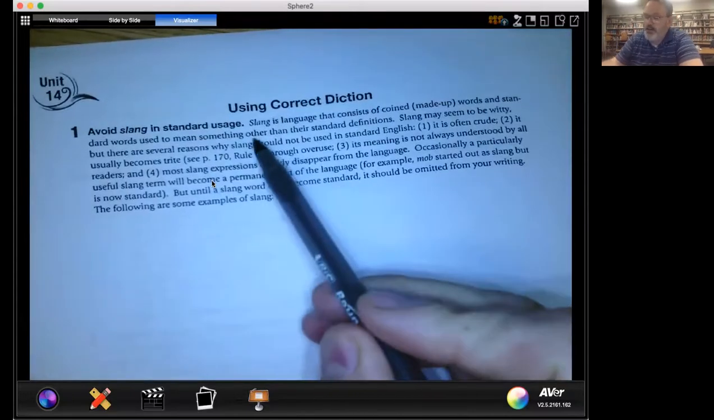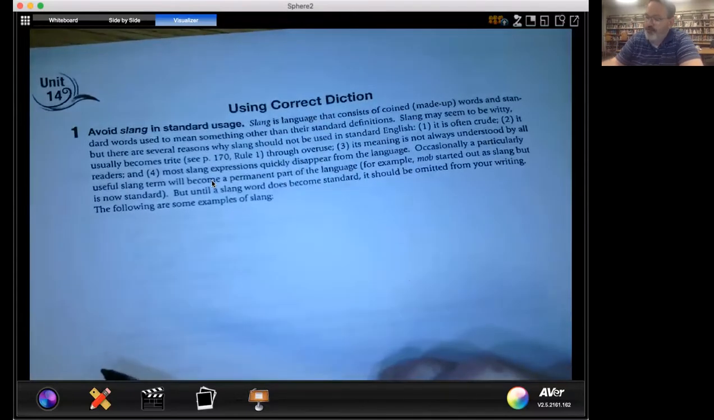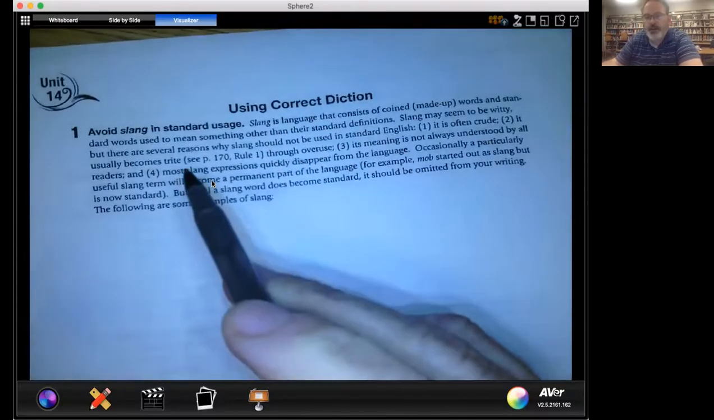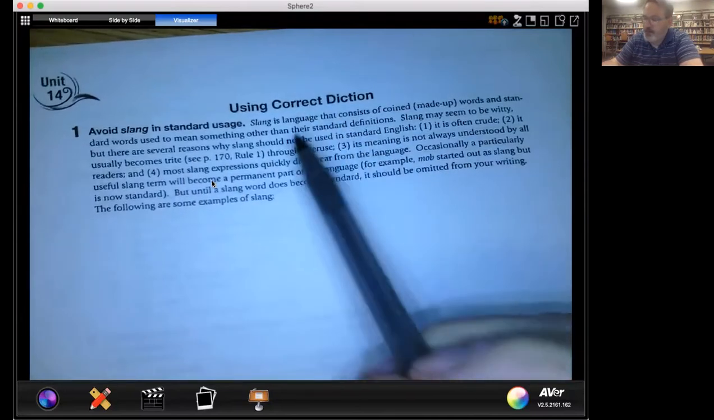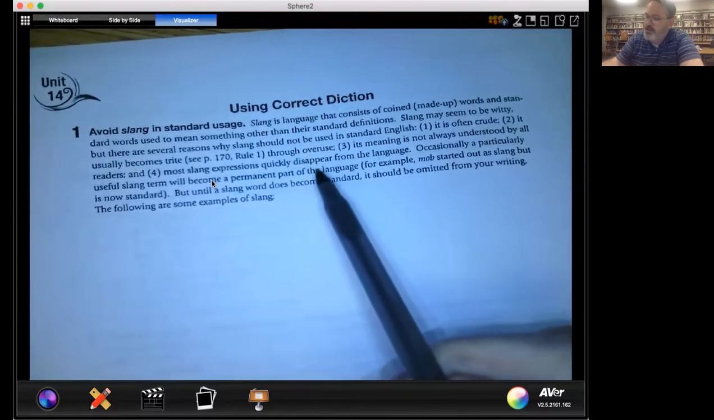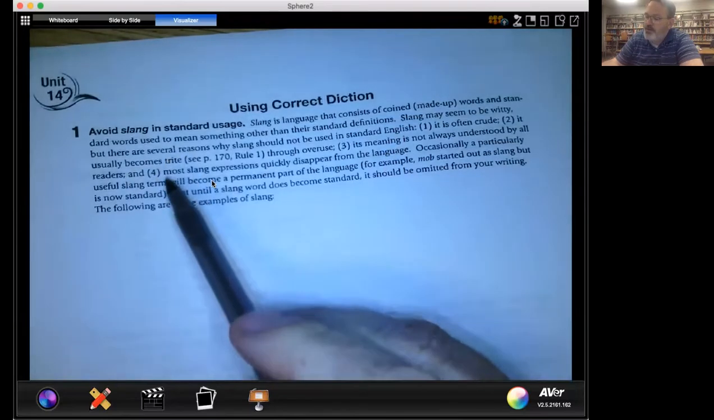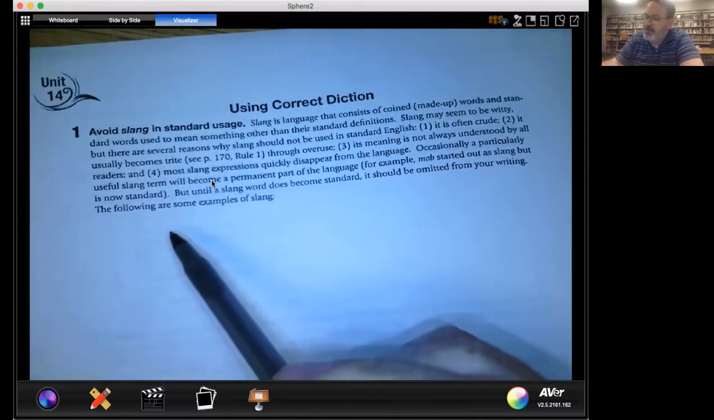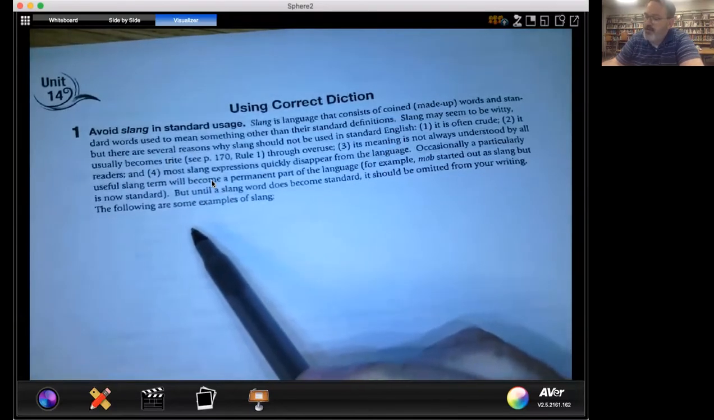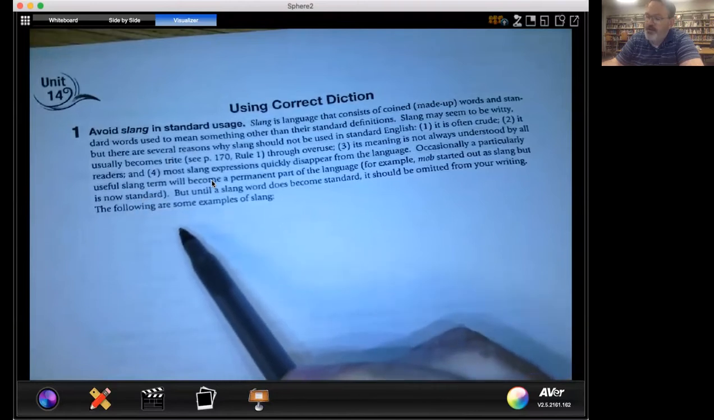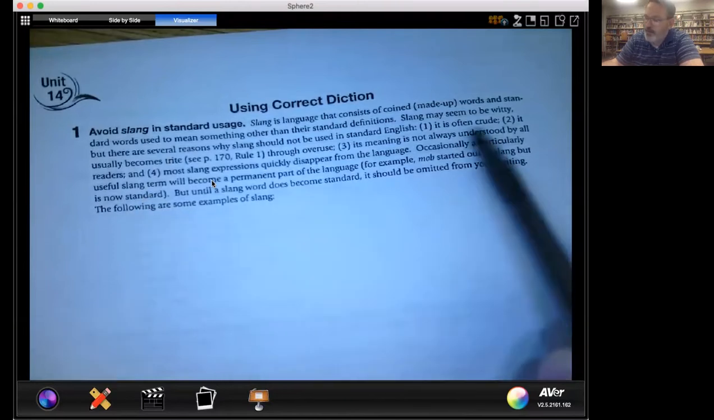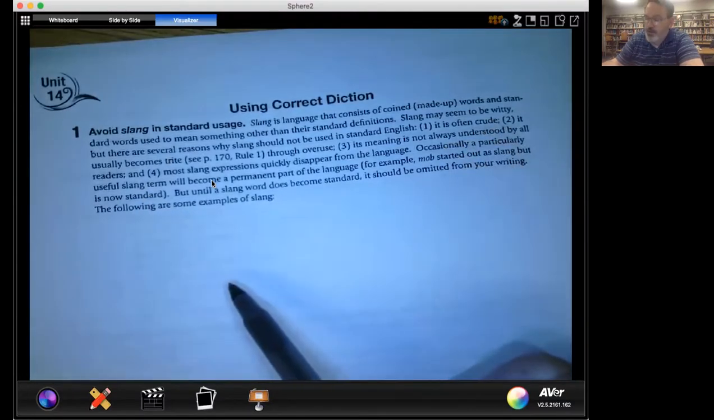Page 168 is about using correct diction. Specifically, we're talking about slang versus standard English. Slang is a language that consists of coined or made up words and standard words used to mean something other than their standard definitions. Slang may seem to be witty, but there are several reasons why slang should not be used in standard English. Number one, it's often crude. Number two, it usually becomes trite through overuse.